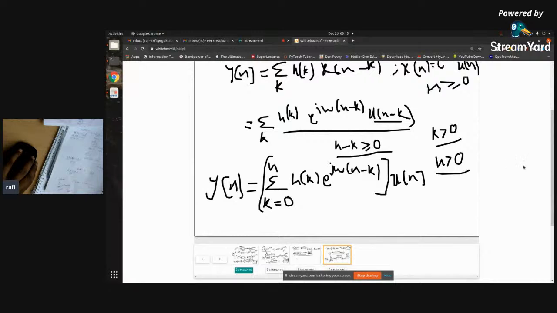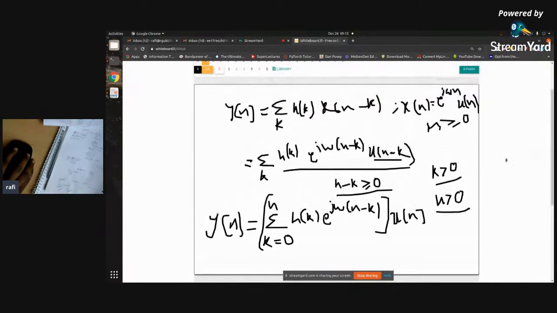Now, if you get a question: we consider only k greater than or equal to 0. What happens if k is less than 0? The output won't be there for k less than 0, because if k is less than 0, n has to be negative. Yes or no? n minus k has to be greater than or equal to 0. This happens only when k is positive, then n can take positive values.